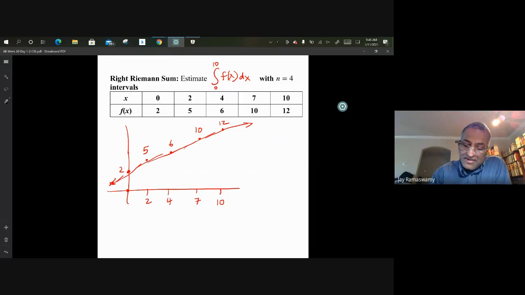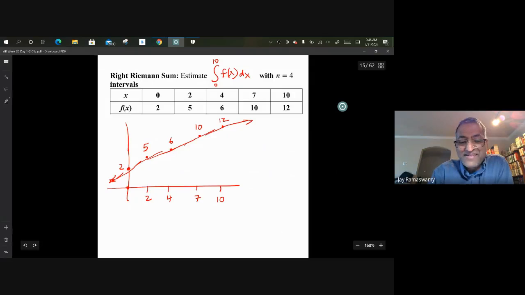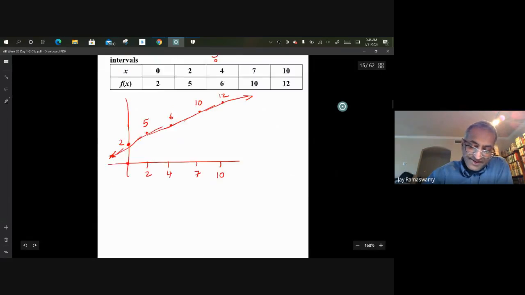Okay, we're starting with right Riemann sum. That's odd. We should have started with left Riemann sum. It's not a big deal. We'll start with right Riemann sum. I'm going to show you how this is going. Is that a typo? Okay, fine.